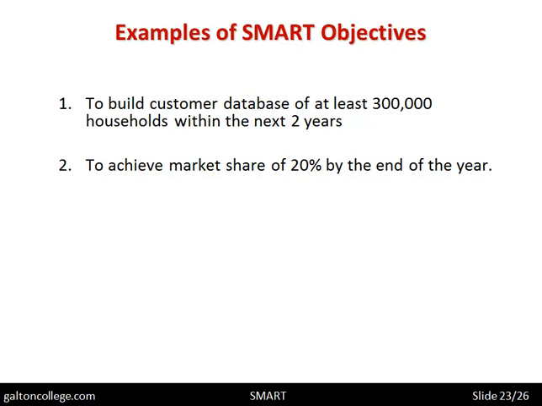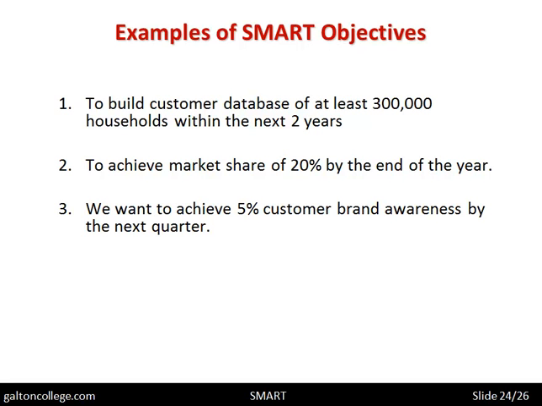Another SMART objective could be to achieve a market share of 20% by the end of the year. Is that a SMART objective? You can work through it yourself. We want to achieve a 5% customer brand awareness by the next quarter. Is that measurable, for example? The measurability might be a problem. What do we mean by brand awareness, and how do we measure the customers?